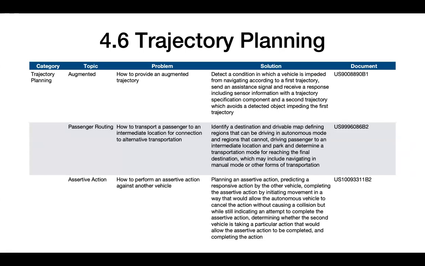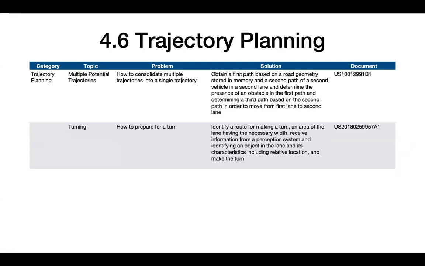So you're trying to merge into traffic and no one's letting you in and you just kind of inch over the line a little bit, but you can always get out of it if you have to. This is that in the patent form. But then if the second vehicle is taking a particular action that allows you to complete your action, then you complete your action.